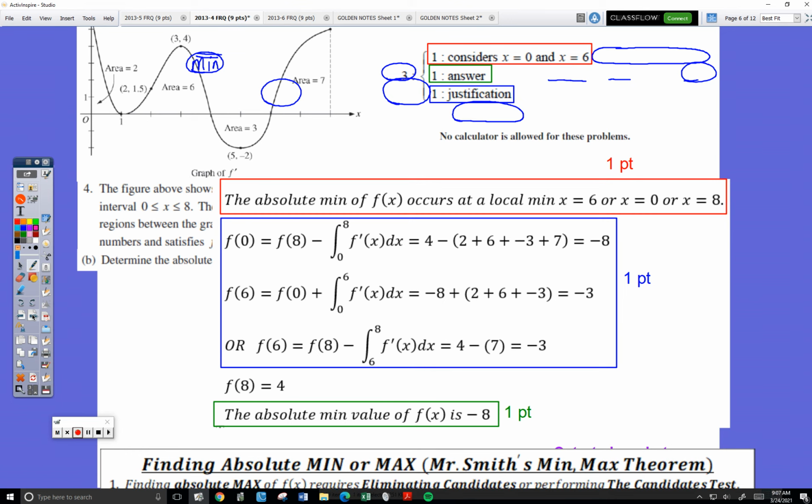Here's my integrals. I remember that when you integrate f prime, that's going to tell you how much f changes, how different f is between time 0 and time 8. This equation might look a little weird. Let's show where that came from. That came from the fundamental theorem. What we would have done is this.